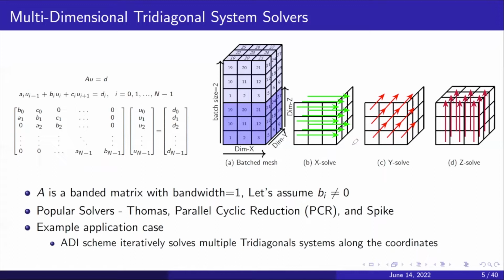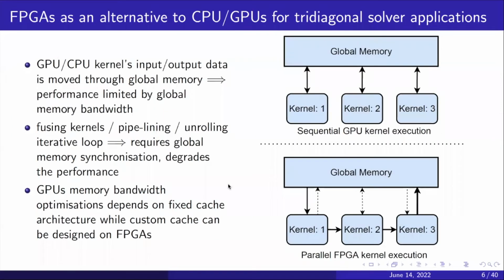Common application cases like the ADI scheme solve multiple tridiagonal systems. Here, ADI solves multiple systems along each dimension, usually iteratively. This requires re-evaluation of those algorithms due to the natural parallelism offered when solving multiple independent systems. Applications usually consist of many kernels. Let's look at the high-level execution of kernels in GPU and FPGA.